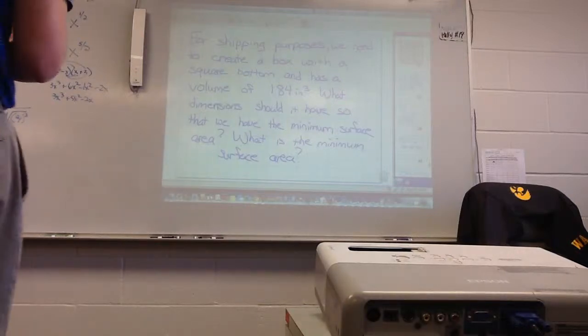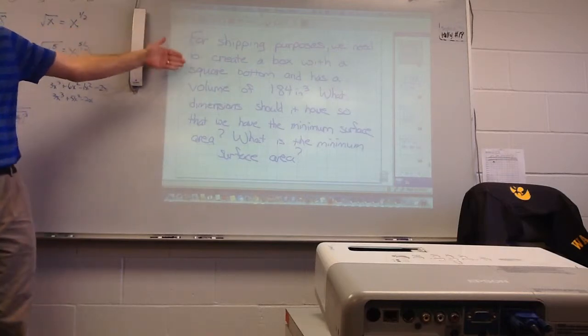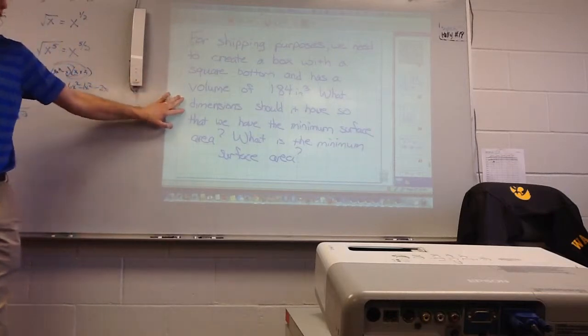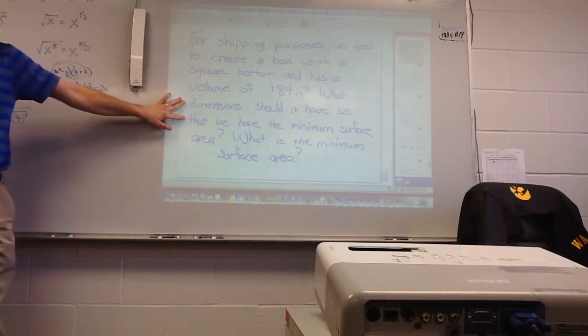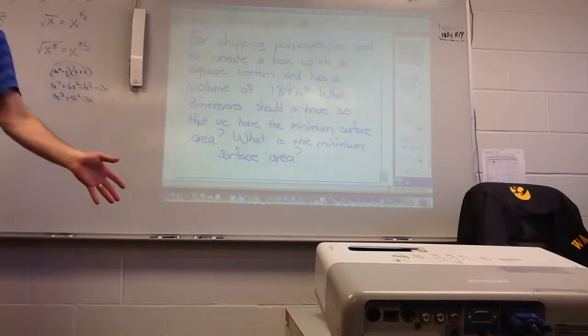Alright, so again, one last time here, story problem. For shipping purposes, we need to create a box with a square bottom and a volume of 184 inches cubed. What dimensions should it have so that we minimize the surface area, and then what is that minimum surface area? So that's our situation, okay?